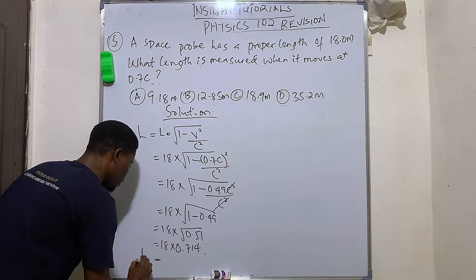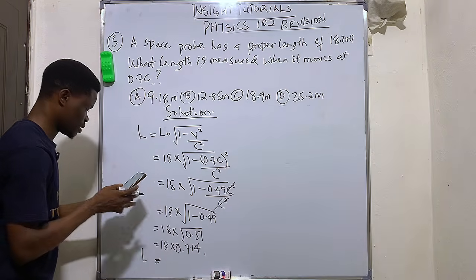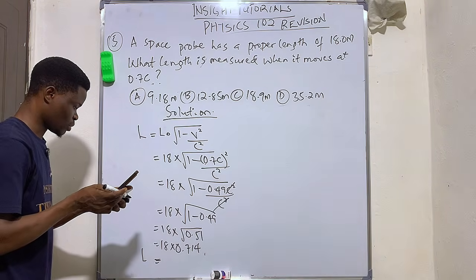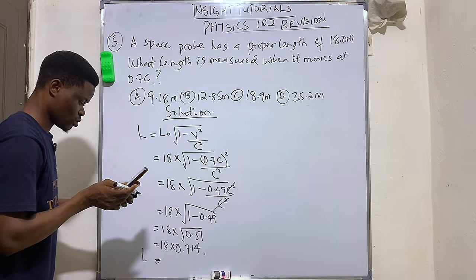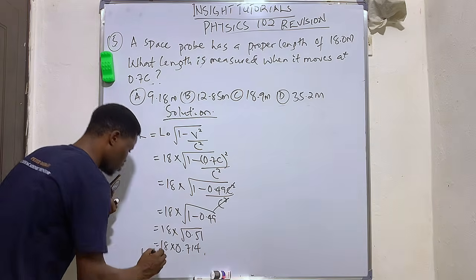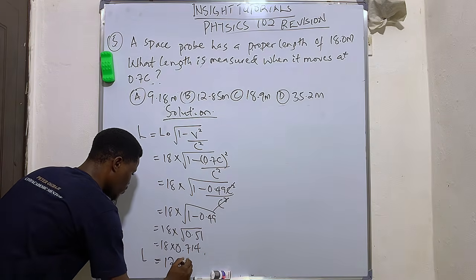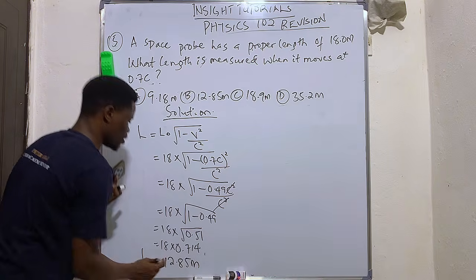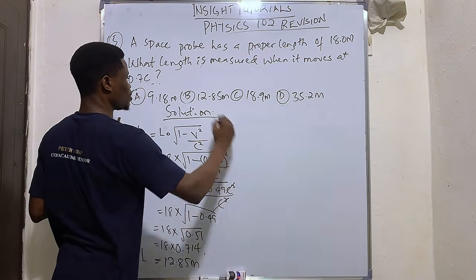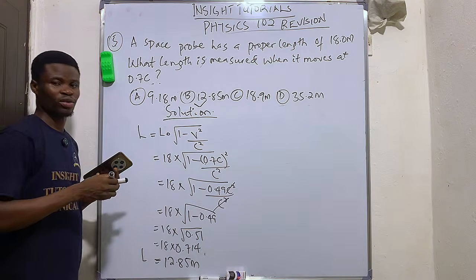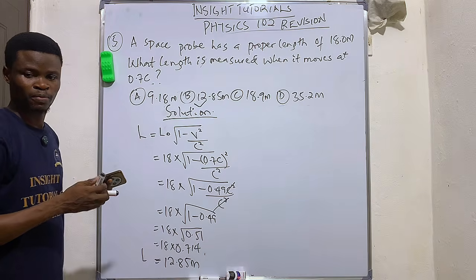And if we multiply that, our proper length, 18 times 0.714, our proper length will be approximately 12.85 meters. So it happens that option B is the correct answer to this very question.